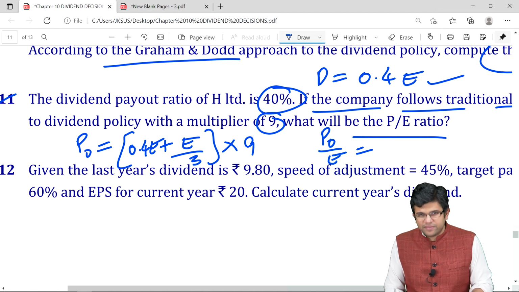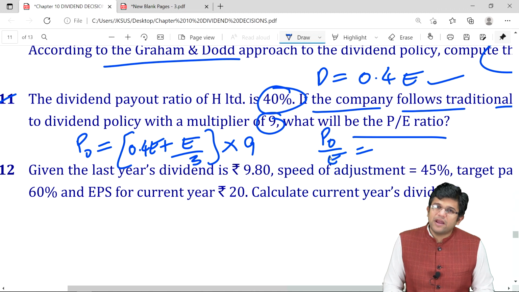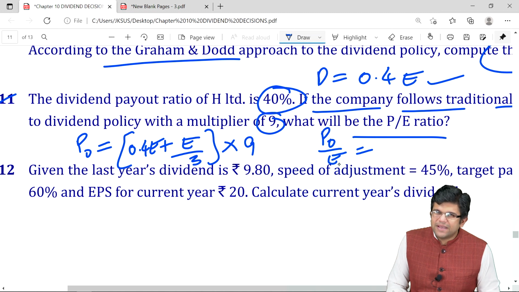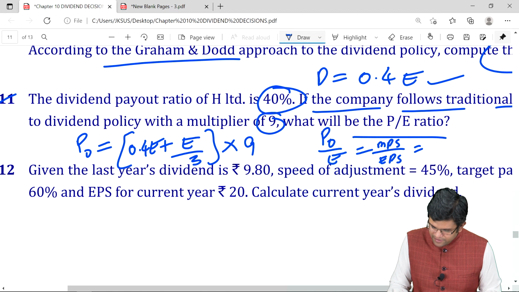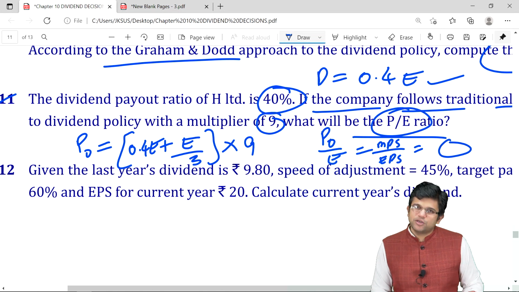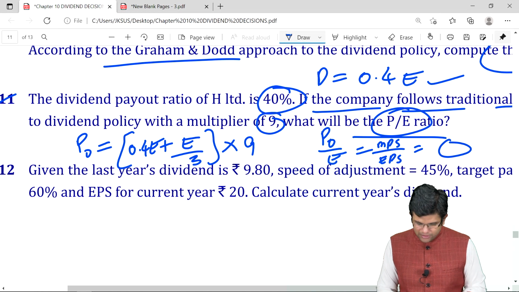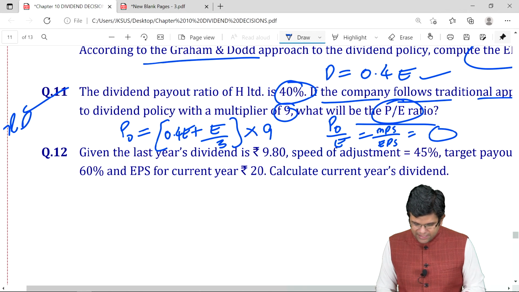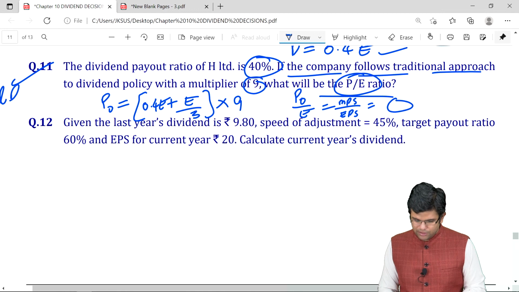You can just open this up, and of course at the end you will be left with P0 by E. Children, P0 by E is nothing but MPS by EPS. You will be getting some value here, and MPS by EPS is exactly what is the P ratio. Everyone clear? Very simple. Just put the numbers and open up this bracket. With that, children, we complete the discussion to question number 11.